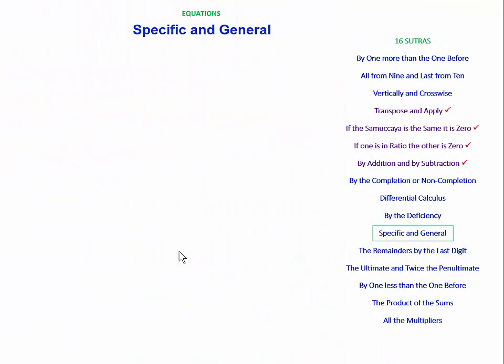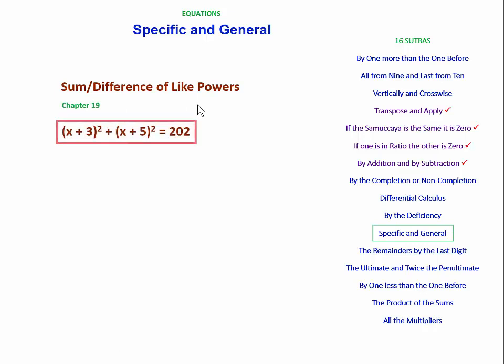Next sutra is specific and general, Vyashti Samashti. Sum and difference of like powers. This is shown in chapter 19, THG's book. To take a simpler example, first of all, than the one he shows, if you've got an equation like this, x plus 3 squared plus x plus 5 squared equals 202, we can use the average. And that's what the sutra is referring to here, because using the average involves a specific value taken from a general field. So we're using the average here, and the average of those two terms is x plus 4.